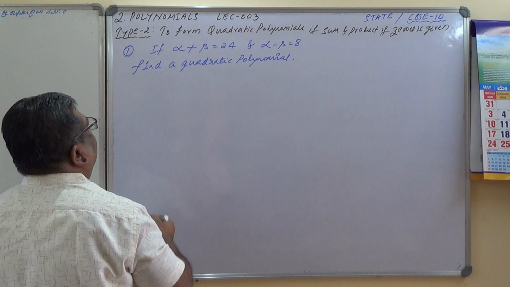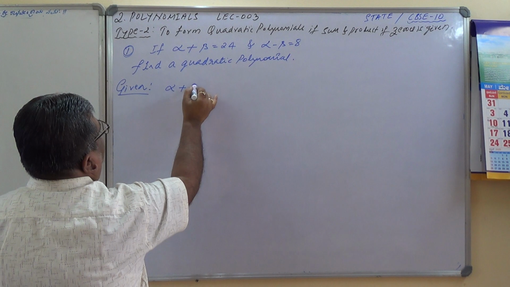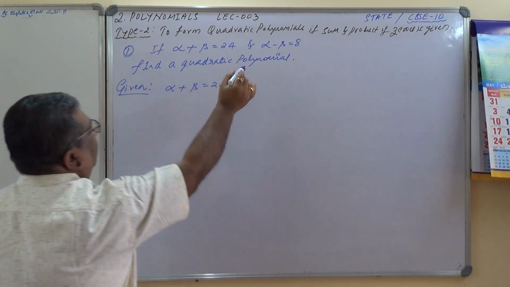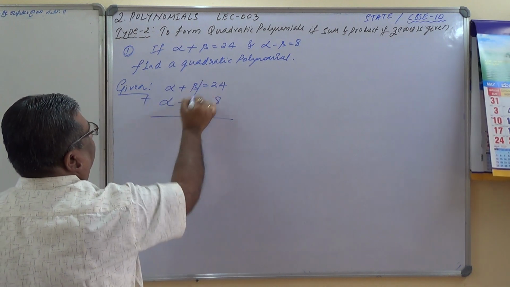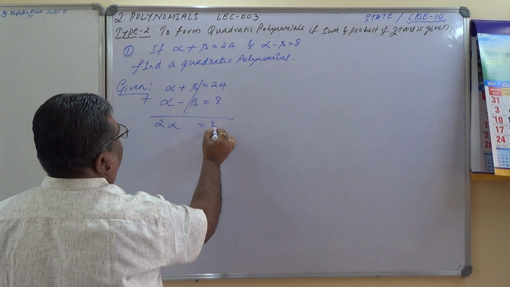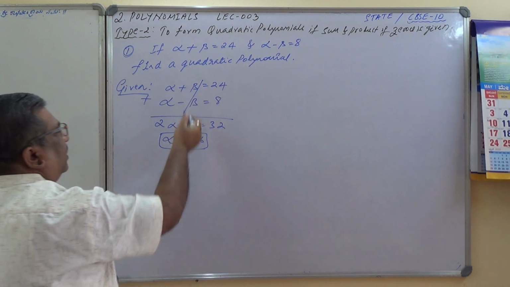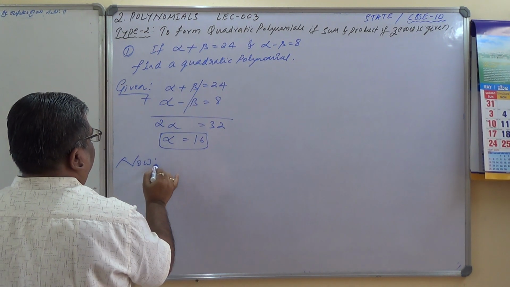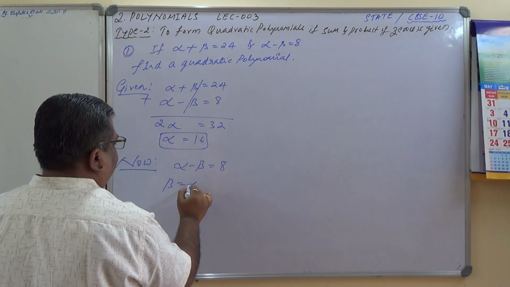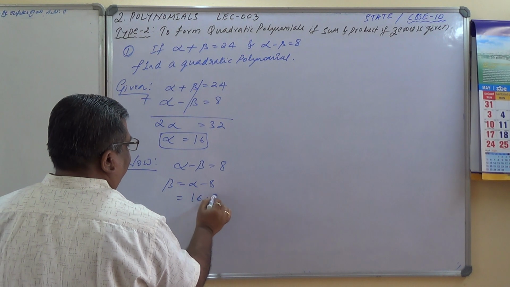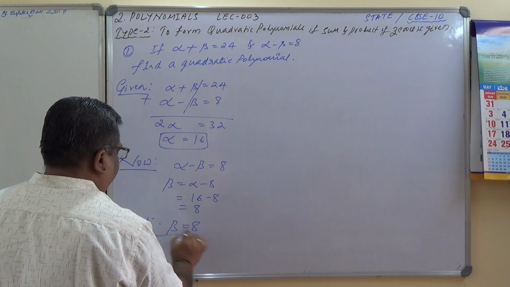How do you find out over here? Given alpha plus beta equals 24, alpha minus beta equals 8. By addition, you get 2 alpha is equal to 32, and therefore alpha is equal to 16 here. Substitute in one of these values to get beta. Now alpha minus beta equals 8, so beta equals alpha minus 8, 16 minus 8, which is 8. Therefore we have got beta equals 8 here.